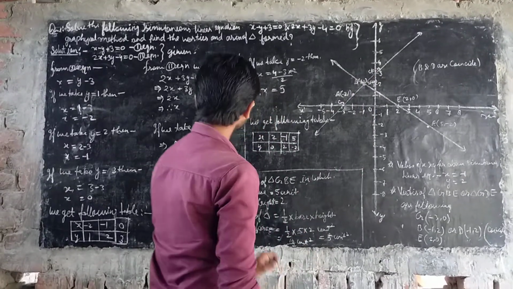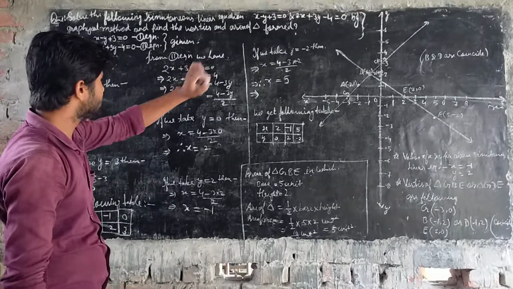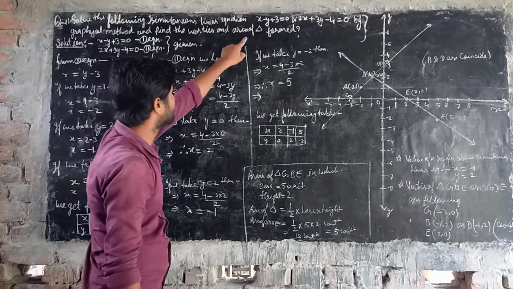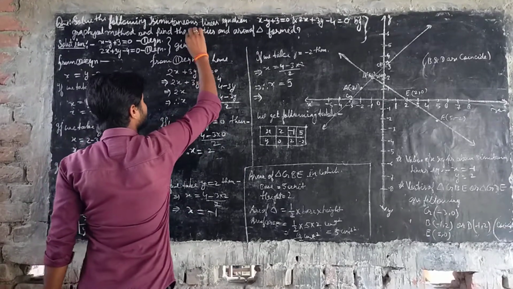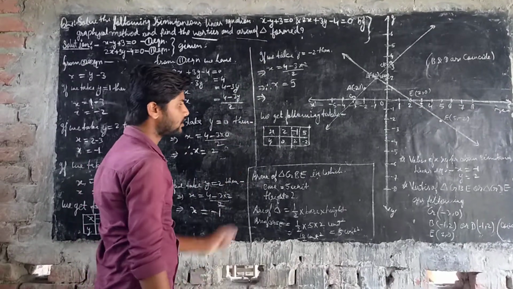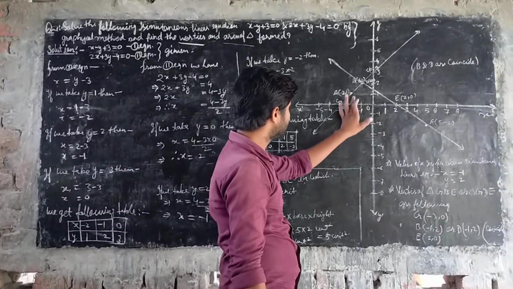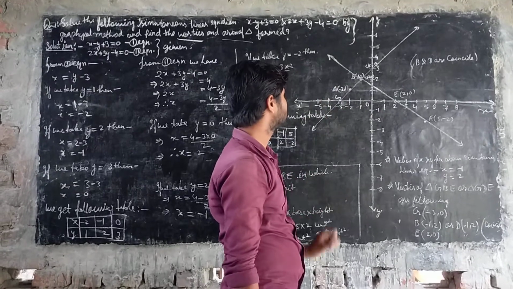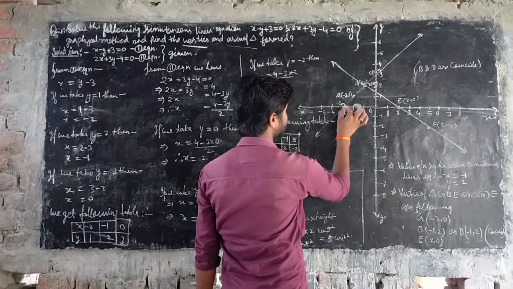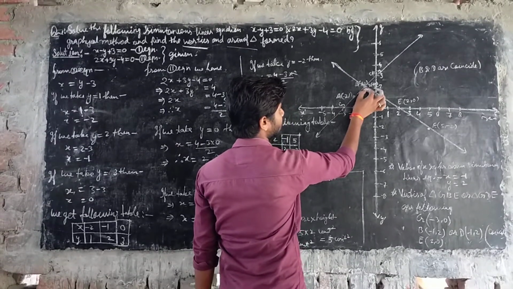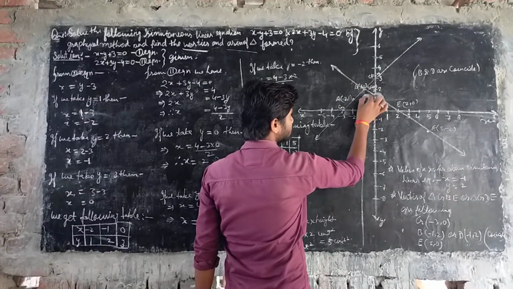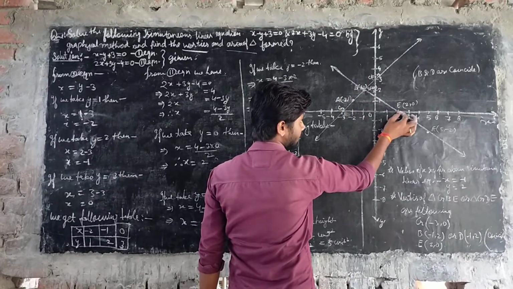Now the question says to find the vertices and area. First of all we have to write the vertices of the triangle, and after that we have to find the area of the triangle. From the given figure, a triangle is obtained. That triangle is formed by point G and point B. We can also call B as D, because B and D coincide. The third vertex that we get is point E.